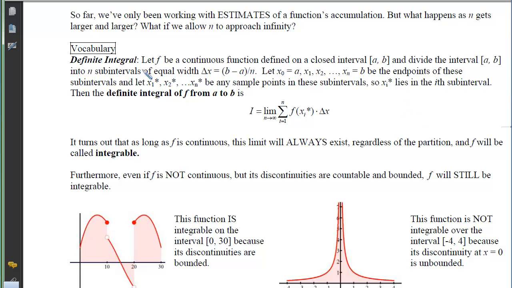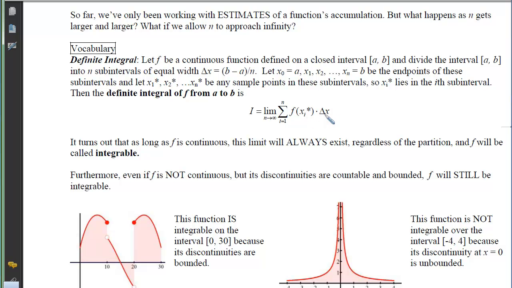So for a definite integral, we will let f be a continuous function defined on a closed interval from a to b. We'll divide that interval from a to b into n subintervals that have that delta x as the width. Then we will choose x values in each of those subintervals, and we will let these asterisks be the sample points on the subintervals. So this x sub i asterisk will be in the ith subinterval. Then this definite integral, which is the new vocabulary, of f from a to b, will be represented with this capital I, and it will be the limit as n goes to infinity of that sum. And here's the y coordinates times the width of each subinterval.